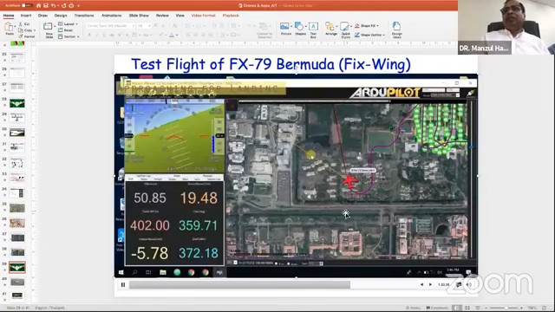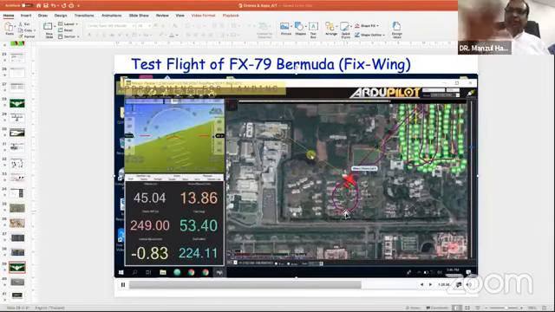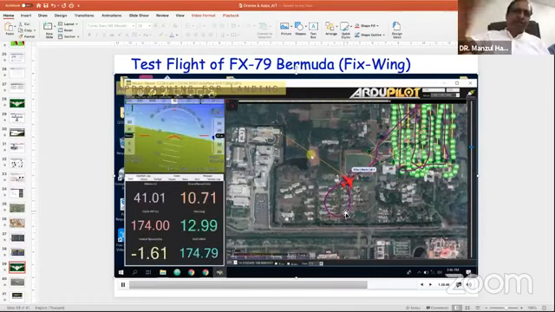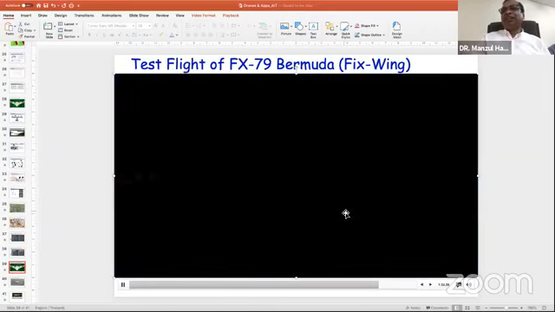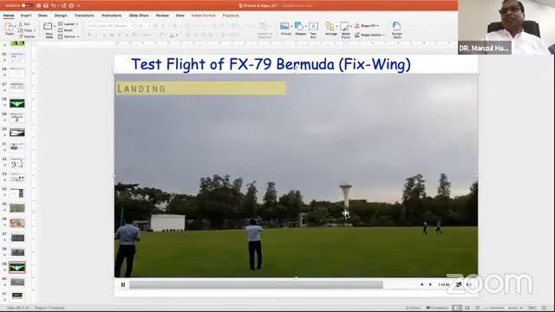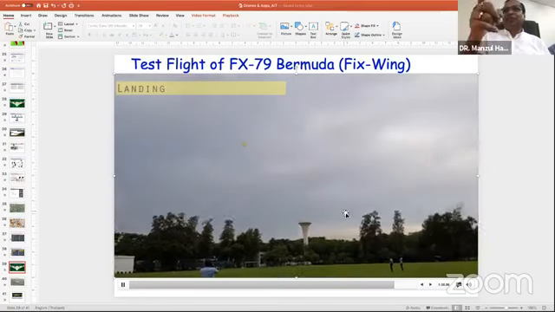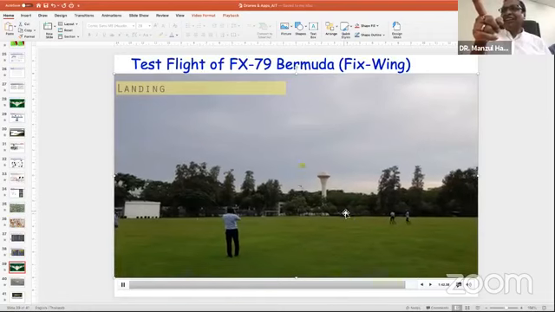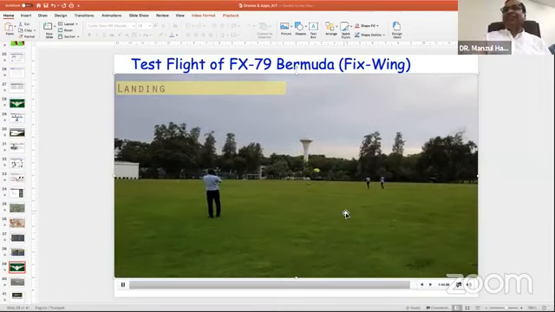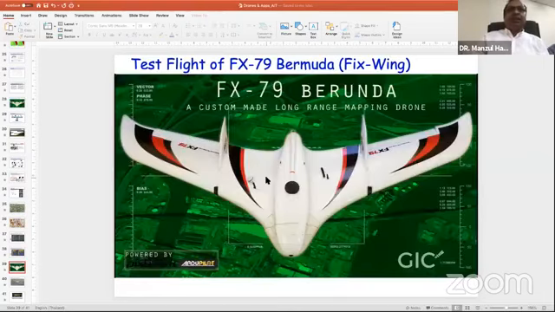Now landing. One of the problems with this drone is it needs a huge, long runway for landing. So it was a problem. So we did something. Just look at what we have done. You see, we put a parachute up there and it's landing vertically. Okay. So this is what we have done.